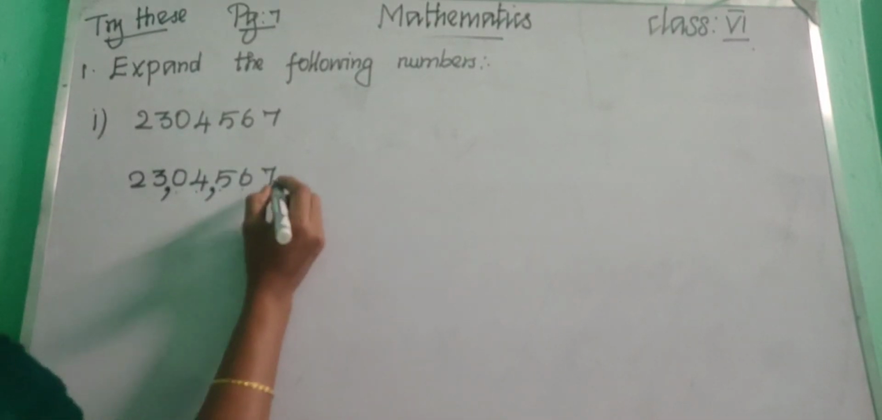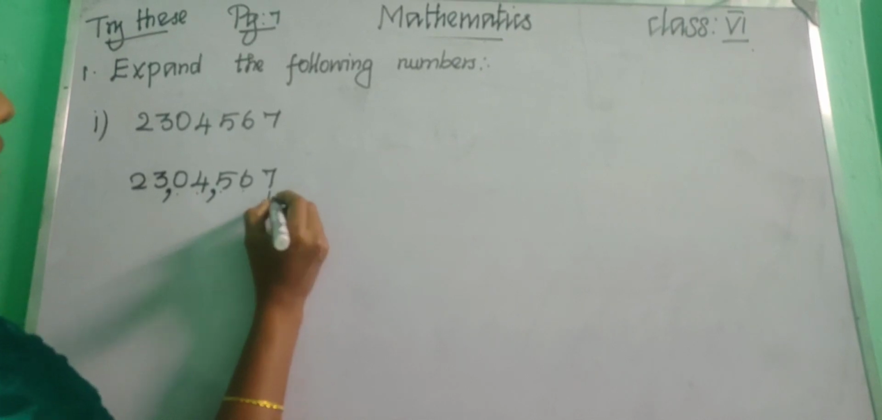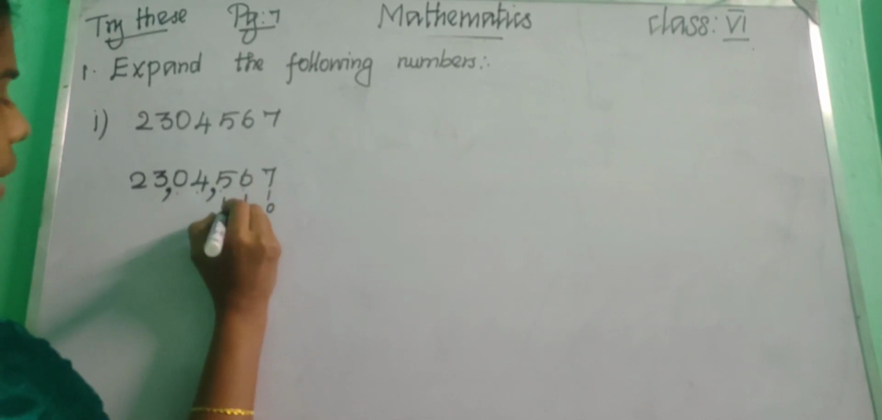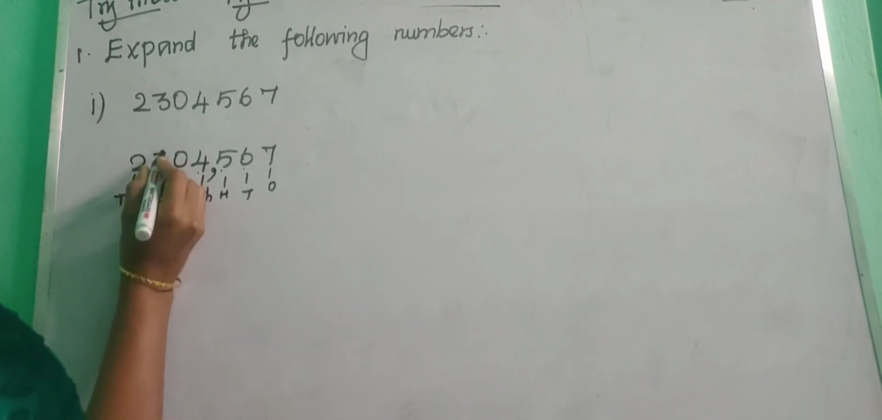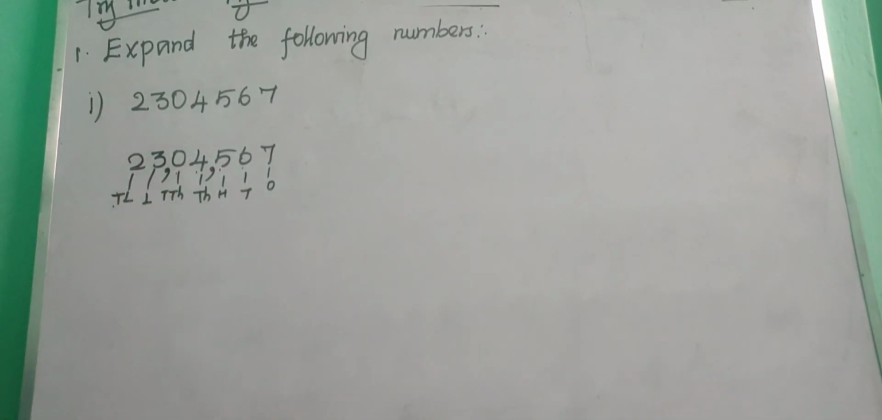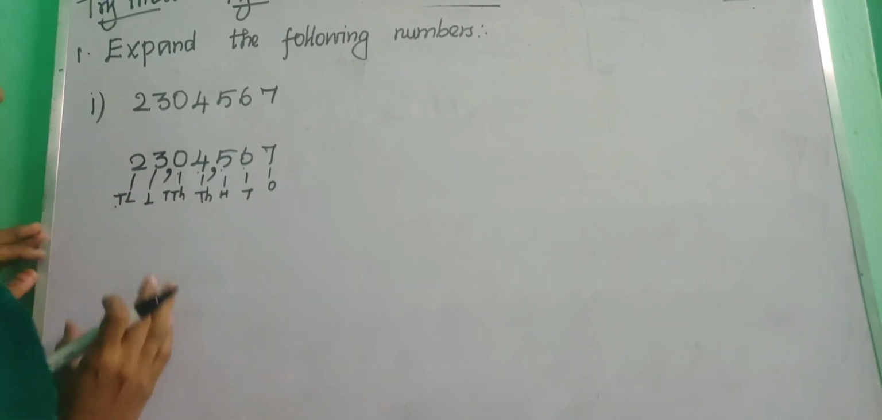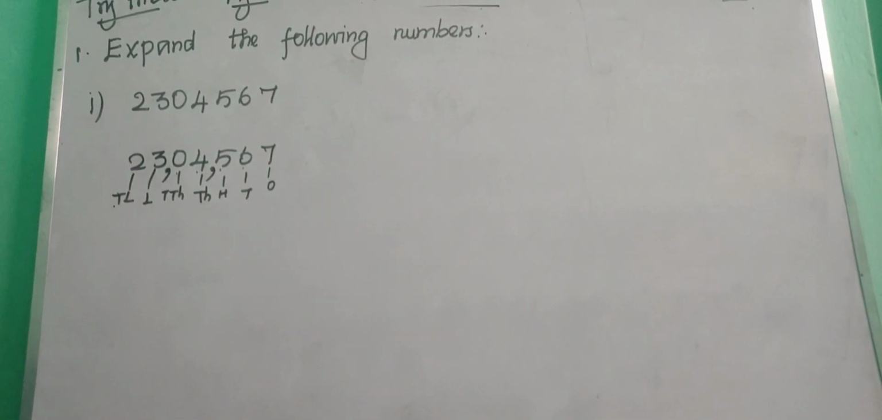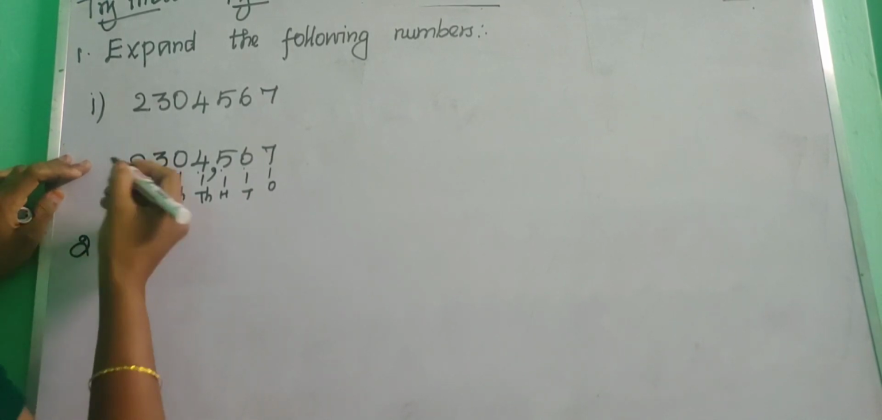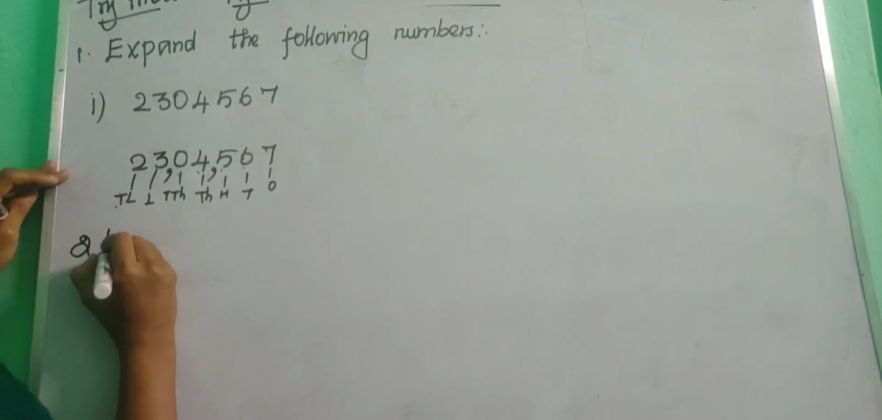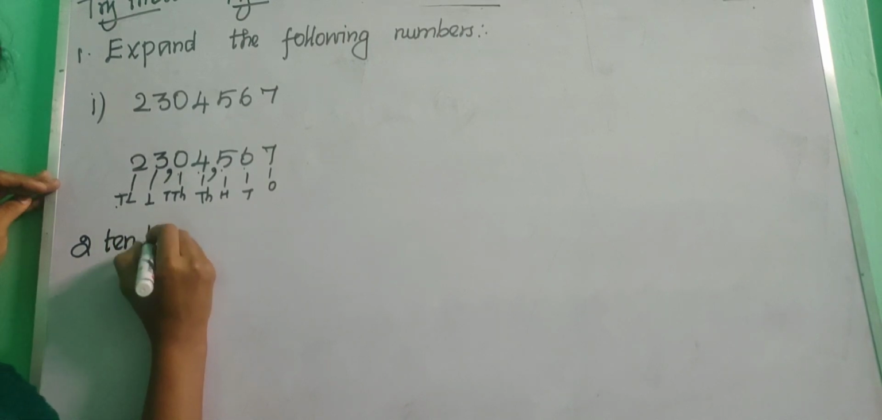So see, it's the place of ones. Ones, tens, hundreds, thousands, 10,000, lakhs, 10 lakhs. Likewise we can write it like this. After that, what we need to do? First of all, we need to write the number 2, and it is 10 lakhs, right? 2 into 10 lakhs.